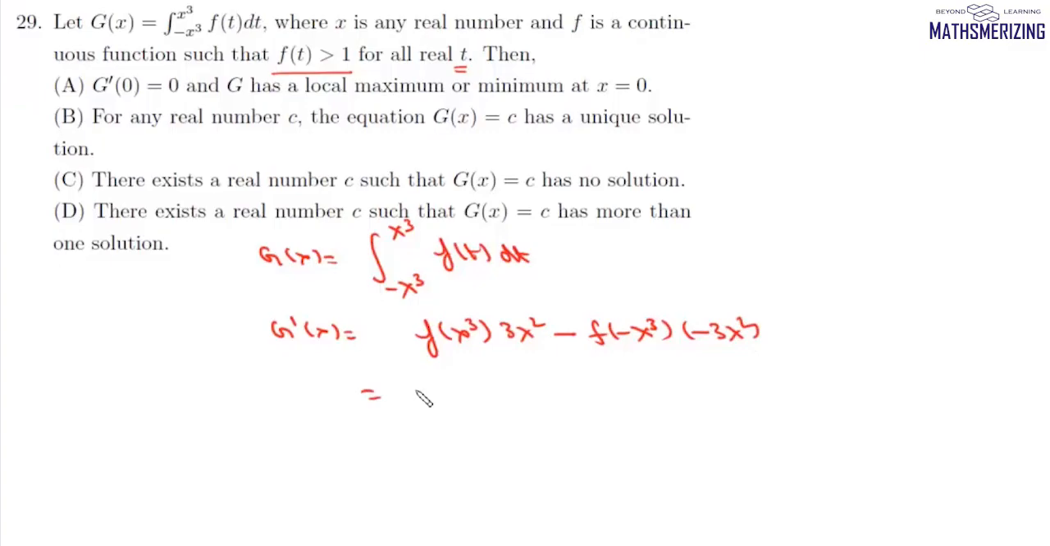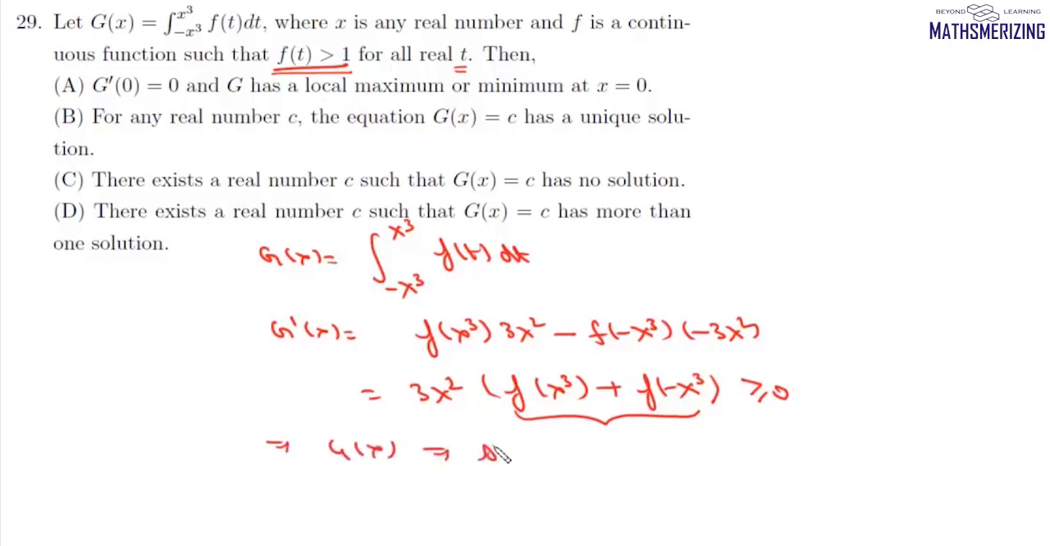Now here we can take 3x² common. We'll get f(x³) + f(−x³). Now for this function f, it is always greater than or equal to 1. So this value is always greater than or equal to 2, and 3x² is always greater than or equal to 0. So that means this function g(x) is a strictly increasing function.